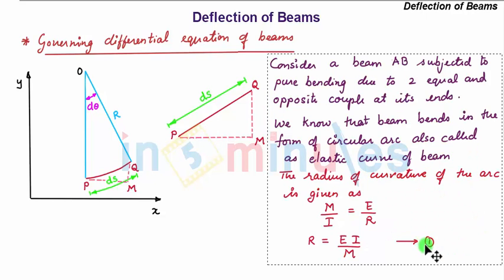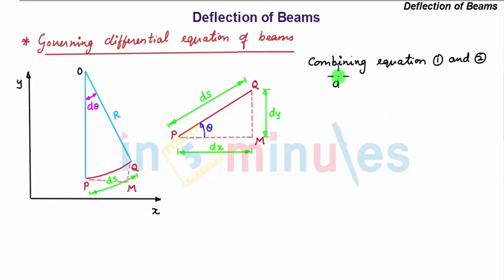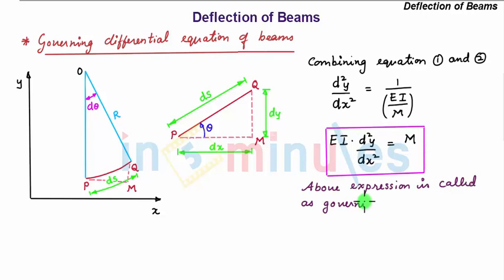Now combining equation 1 and equation 2, we can write d square y by dx square is equal to 1 upon EI by M, since r is EI by M. So we can write EI into d square y by dx square is equal to M. So this expression is called the governing differential equation of beams.